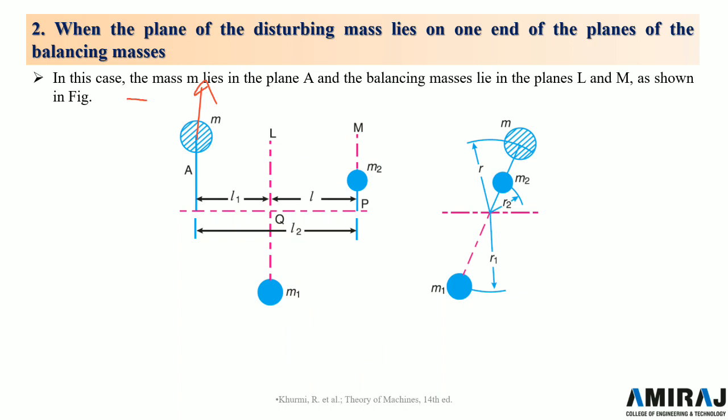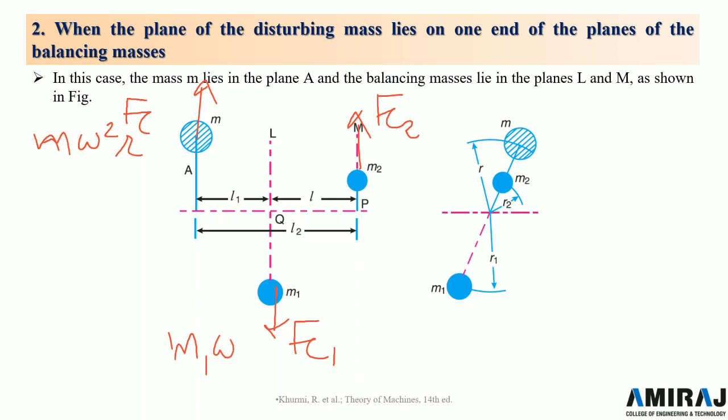Centrifugal forces will be FC. Here it will be FC1. Here it will be FC2. So all the centrifugal forces, here it will be m omega square r, here it will be m1 omega square r1, it will be m2 omega square r2, and we will also balance the couple as well. So taking the couple at 2 points P and Q, we will get the centrifugal force.